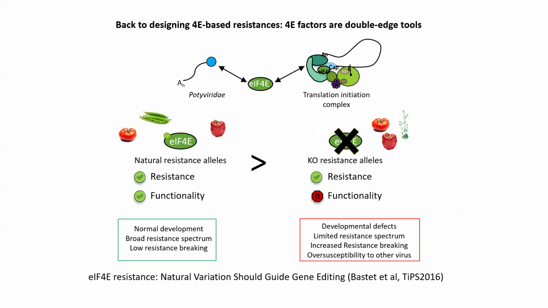And if you want to knock out genes, you will have resistance but lose the functionality, and then you can have a lot of problems. You can have developmental defects, you can have a limited resistance spectrum, you can also have increased resistance breaking. And so, nearly 10 years ago, when genome editing was really becoming something that could happen, we thought if we want to use genome editing, we don't want to do gene knockout, but we want to copy more what has been selected through natural selection.